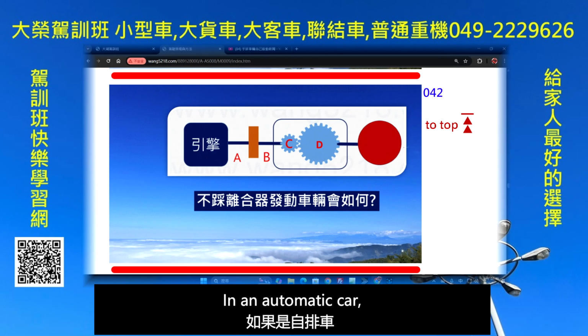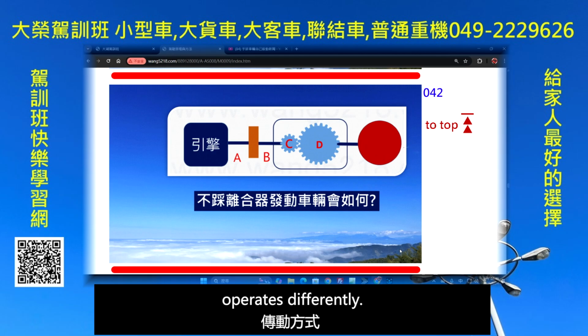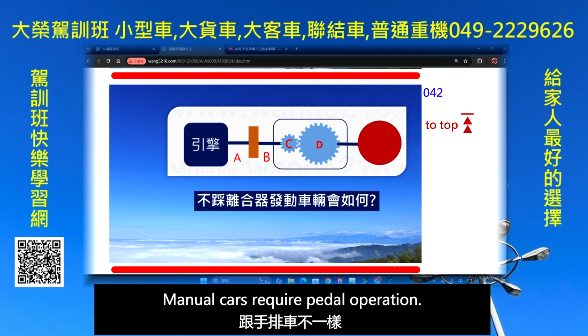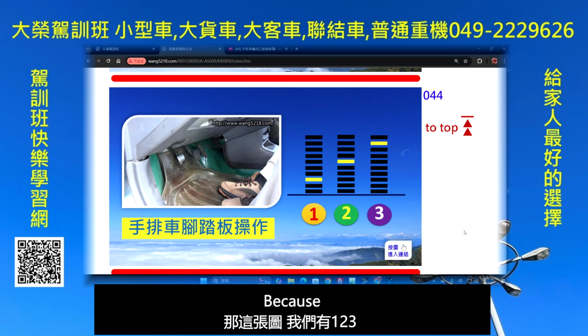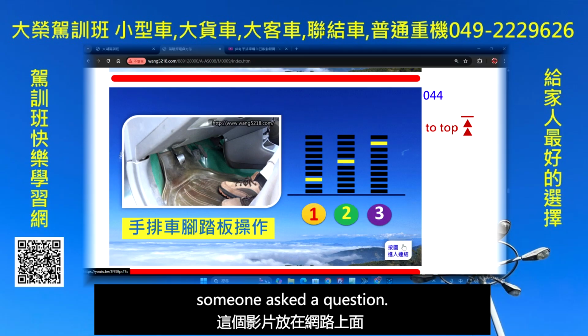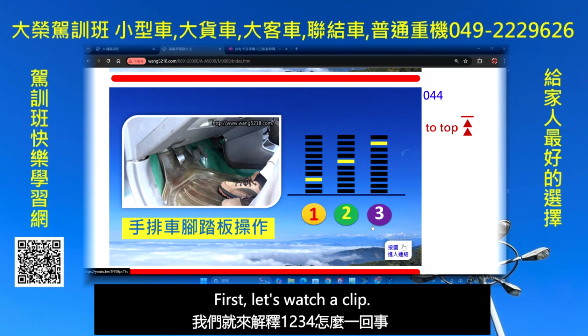In an automatic car, you can't do that, because the transmission system of an automatic car operates differently. Manual cars require pedal operation. In this diagram, we have 1, 2, 3. Because someone asked a question, let's explain what 1, 2, 3, and 4 signify. First, let's watch a clip.